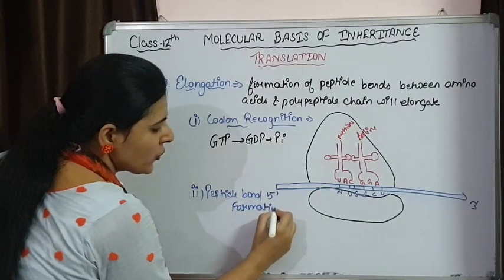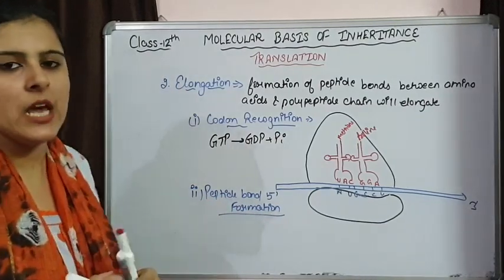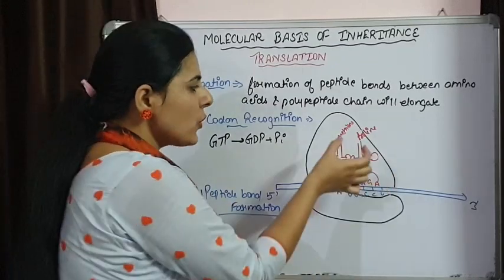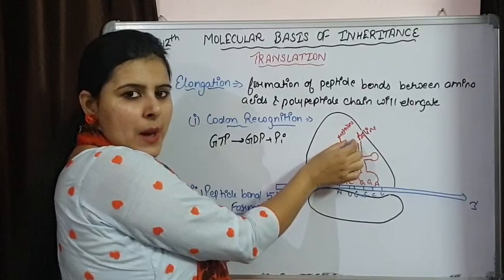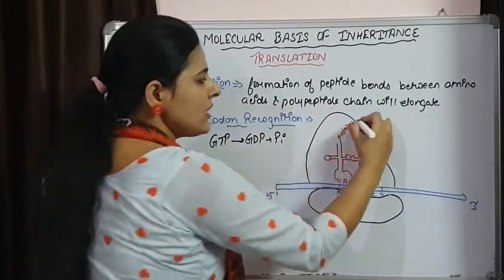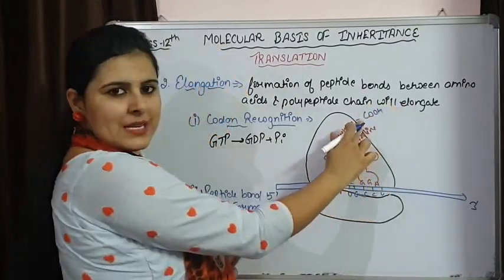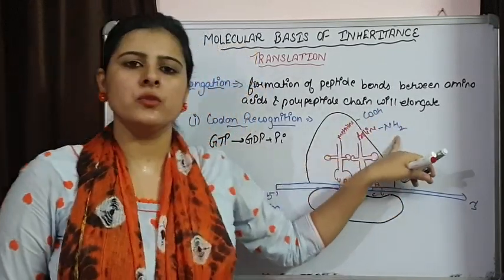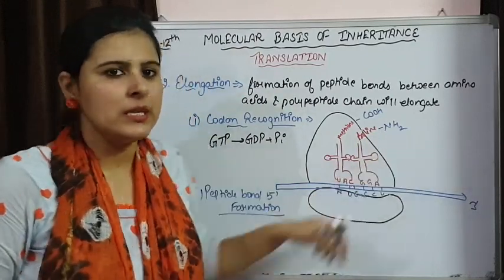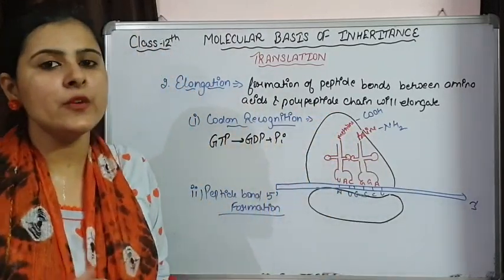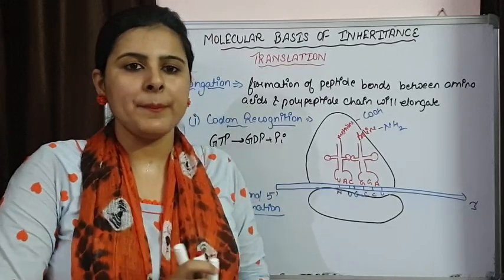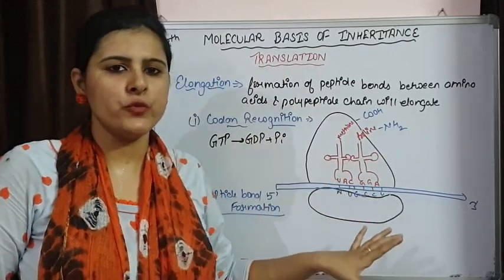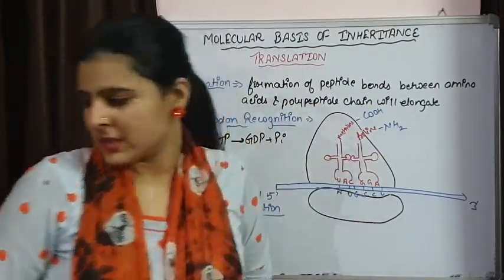Now peptide bond will be formed, and in our previous classes we have talked about peptide bonds. So a peptide bond is going to form between these two amino acids. The COOH group of the first amino acid is going to form a peptide bond with the amino group of the second amino acid. So these two amino acids will be involved in the process of peptide bond formation. So let's talk about how it is taking place.